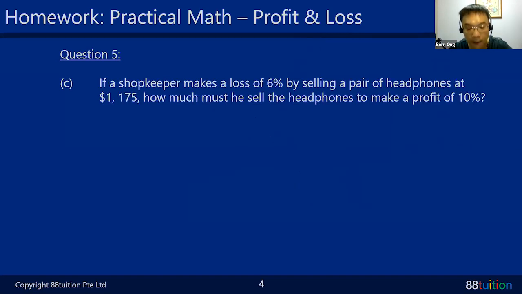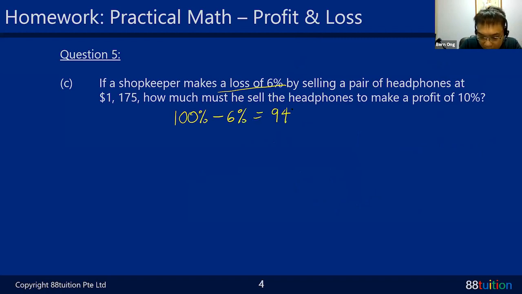If a shopkeeper makes a loss of 6%, where people make a loss one? So actually, if you sell it at 100%, it's still okay. But if you lose 6%, means what? If you lose 6%, minus 6%, means that you are selling it at 94%. Right, selling at 94%. Can you see? So you are selling it at 94%.